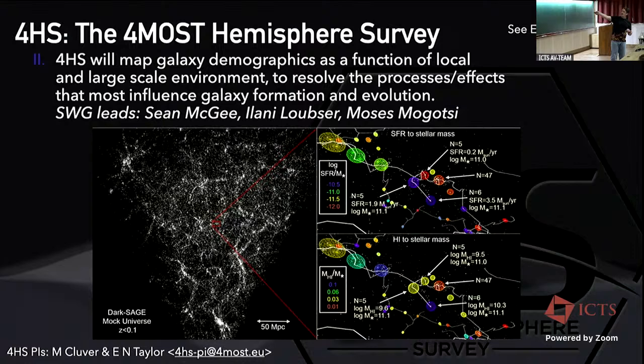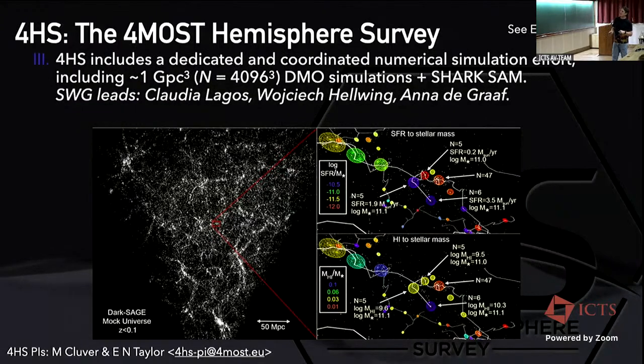These three halos are basically the same. These two are forming stars, this one isn't. These two have gas and this one doesn't, right? Simulations know about this. Simulations make predictions for why this is, but there are no data sets that can test predictions like this yet. That's why incorporated into the 4HS team is a dedicated simulation project to do these very large simulations to make these predictions, to test and calibrate.